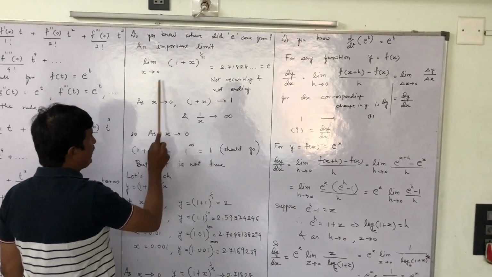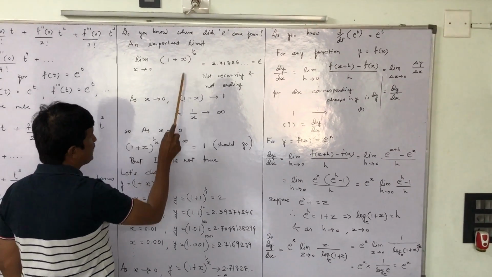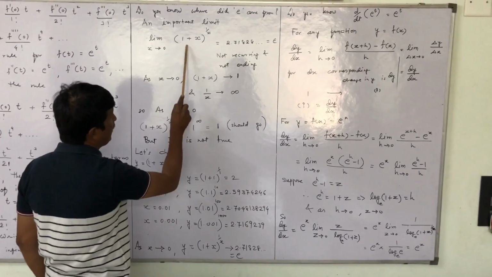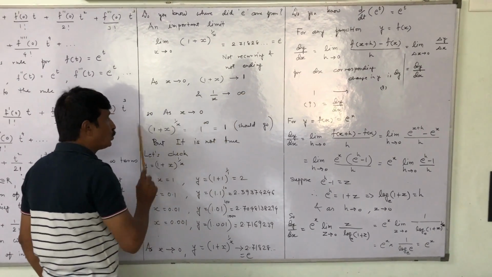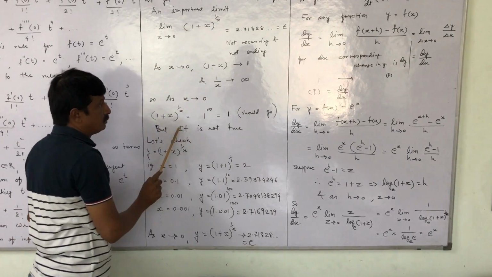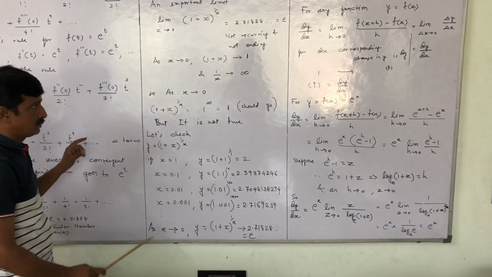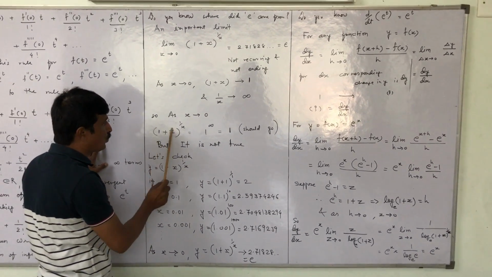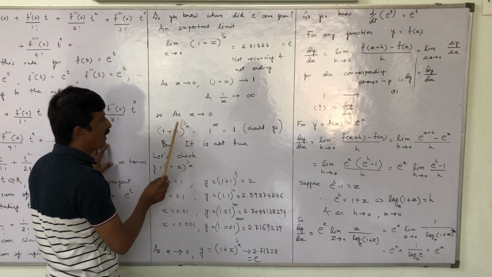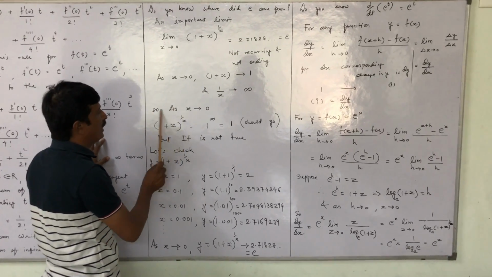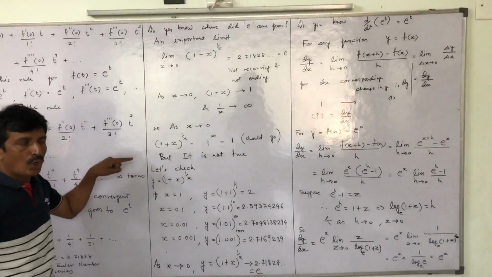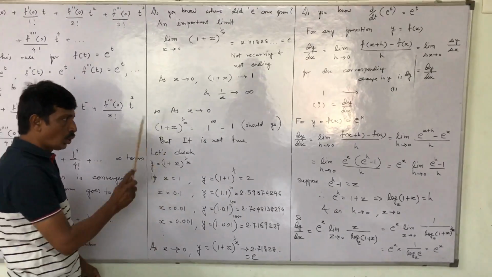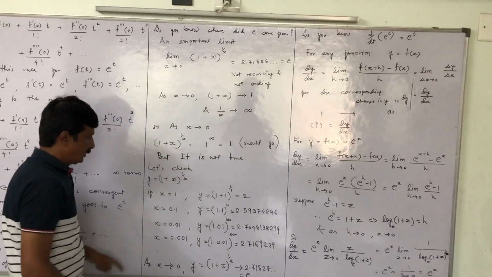If you think x tends to 0, 1 plus x tends to 1. And 1 upon x, because x tends to 0, so 1 upon x tends to infinity. So, the limit should be 1, but it's not right. 1 plus x tends to 1 as x tends to 0, and 1 upon x tends to infinity. So, according to our common sense, the limit should be 1, but the common sense is not common. It is not true. Let's check.